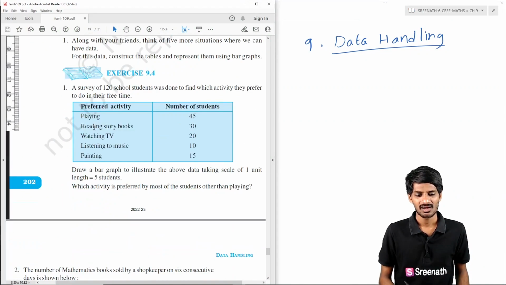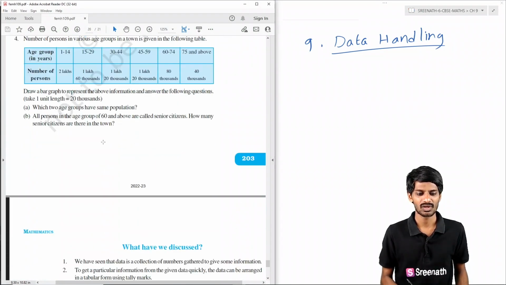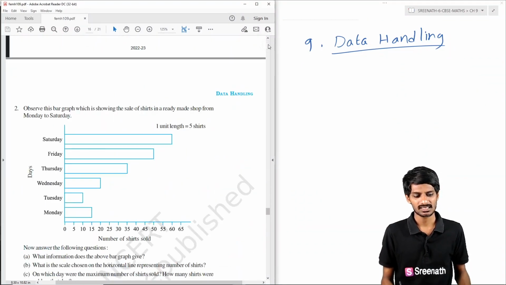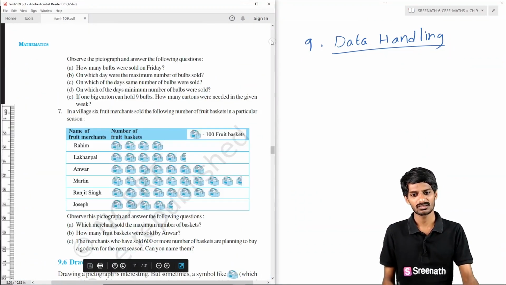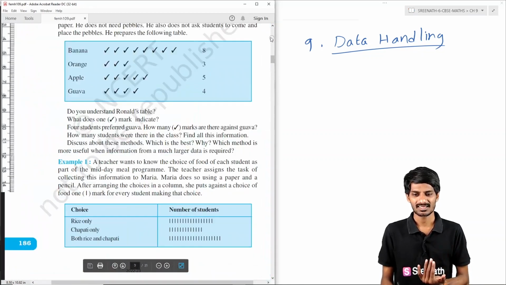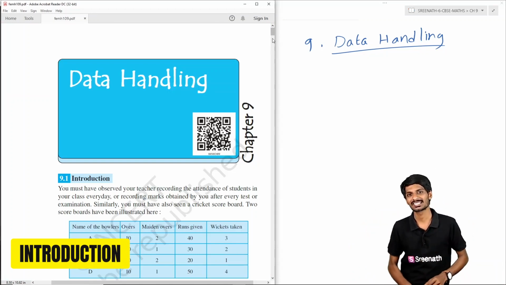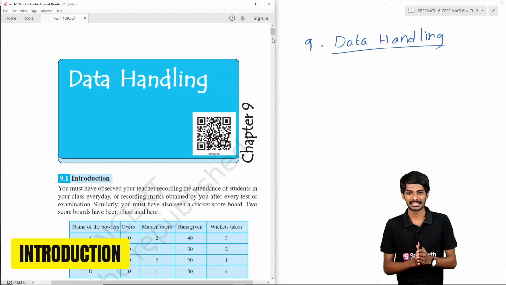So this is the whole chapter, students, that we are going to learn now. So this is the end of the chapter, students. In this present chapter, students, we are going to learn about all these concepts. So our chapter overview is completed. So now without wasting time, we are entering into the data handling chapter, students.